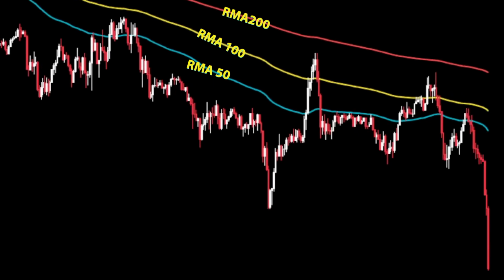If the RMA 50 and RMA 100 cross or are below the RMA 200, this indicates a bearish trend. However, you must ensure that the RMA 50 is positioned at the very bottom, the RMA 100 is in the second position, and the RMA 200 is at the very top.